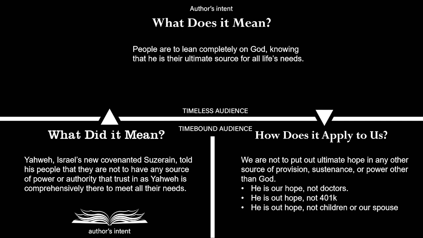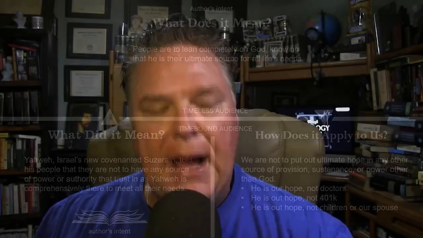We are not to put our ultimate hope in any other source of provision, sustenance, or power other than our God. He is our hope, not doctors. He is our hope, not 401ks. He is our hope, not our children or our spouse. I could go on and on with things that you and I put our hope in. If our definition of God here has been correct, if we've gone through the theological process well, and it is an ultimate source of trust because of the way the culture saw it, then we have so many gods. We have so many things we look to before him.